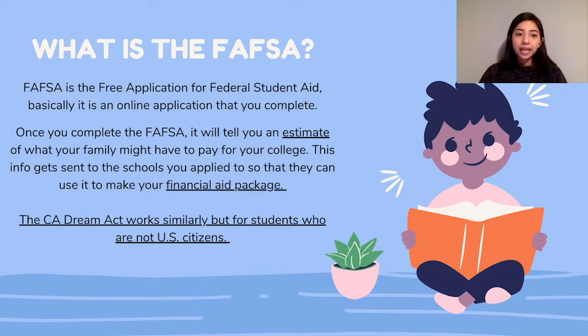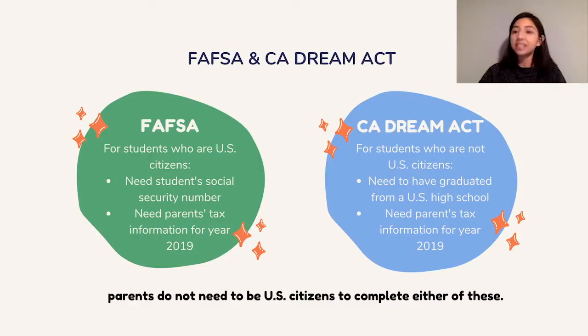pay. And then the California DREAM Act works similarly, but it's for students who are not U.S. citizens. So for undocumented students, they cannot apply to the FAFSA, so they cannot receive federal student aid, but they do receive state student aid. So they can still get financial aid help through the California DREAM Act. So it would be coming from California and not the government, but they can still do that way.